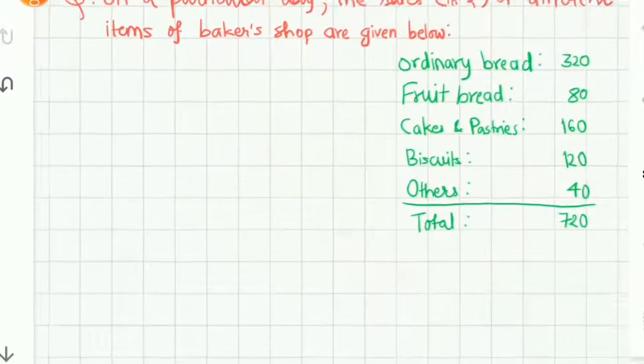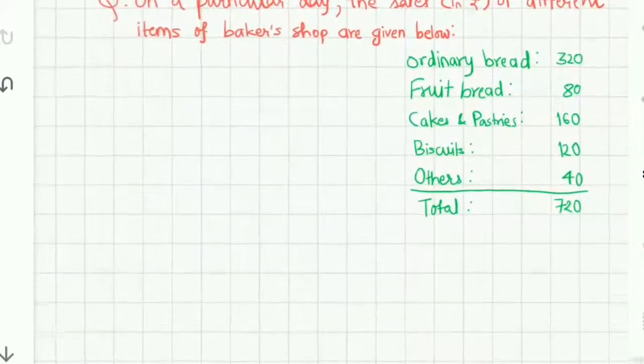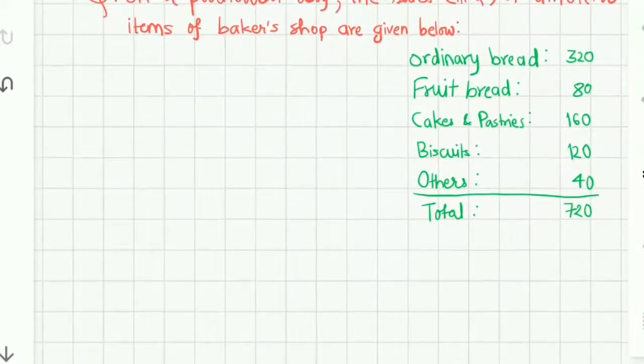Now our next question is, on a particular day, the sales in rupees of different items of a baker's shop are given below. What we have to do is draw a pie chart that represents this data. So how to make a pie chart? The part of the pie chart that represents this particular item will be equal to the part of the total sales that this sale is making.